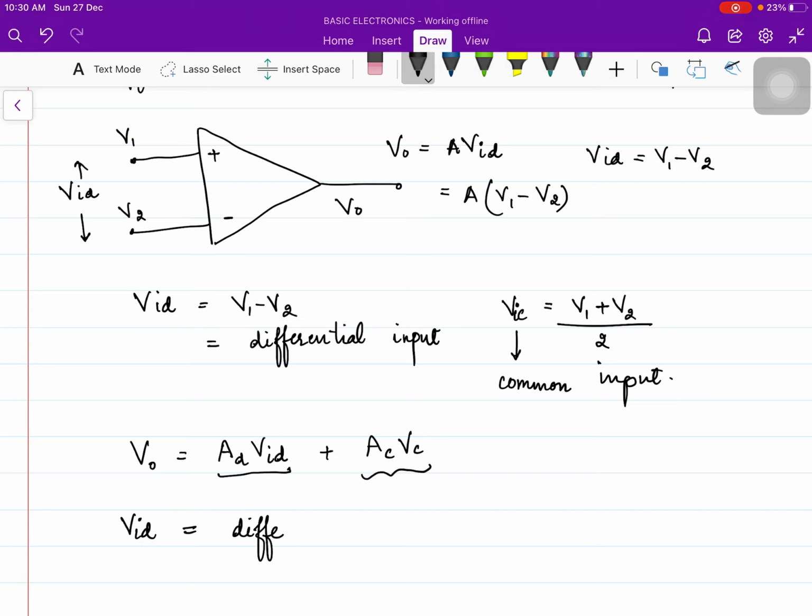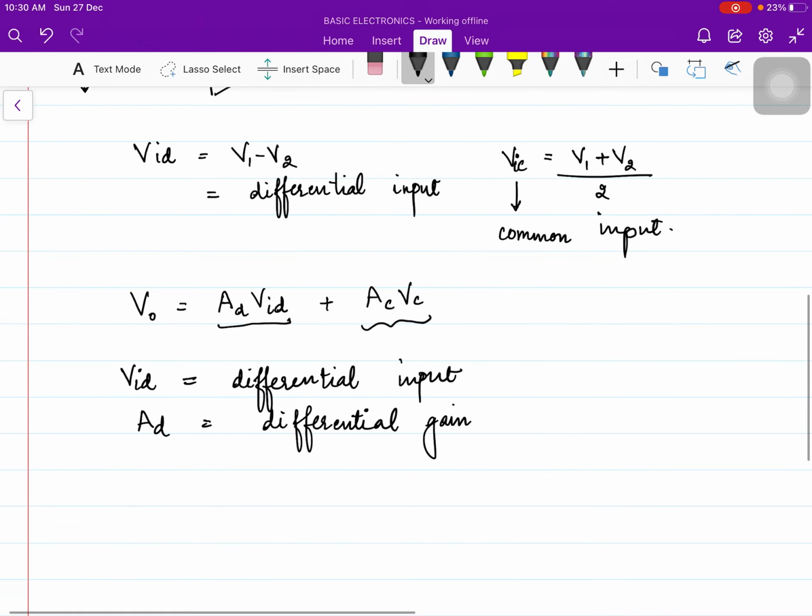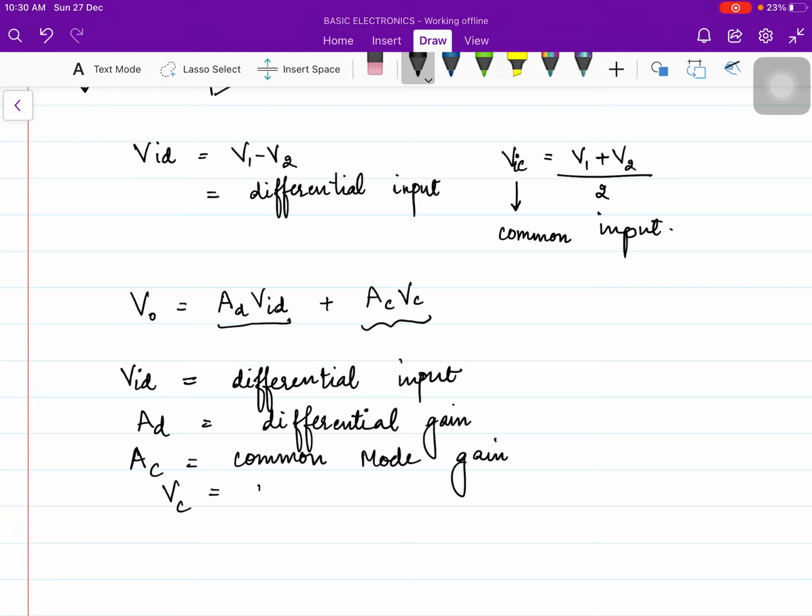It is VID, the differential input. AD is the differential gain. AC is the common mode gain. And VC is the common input. So I have written each and every parameter very clearly so that all of you can understand.